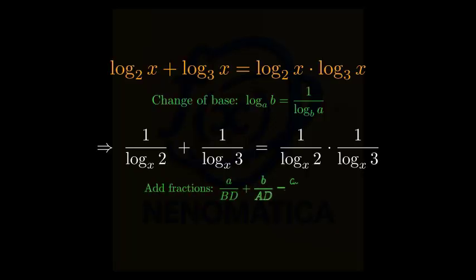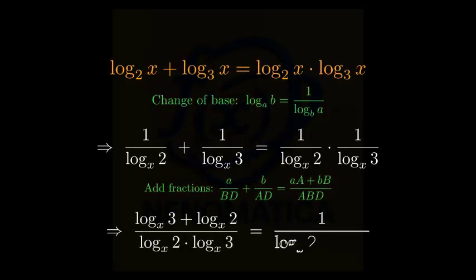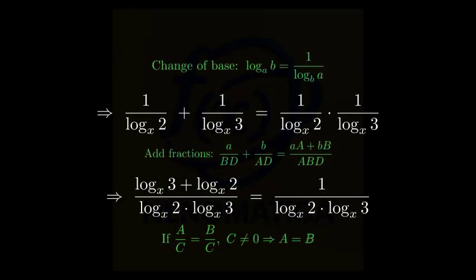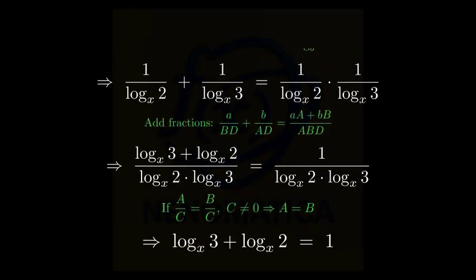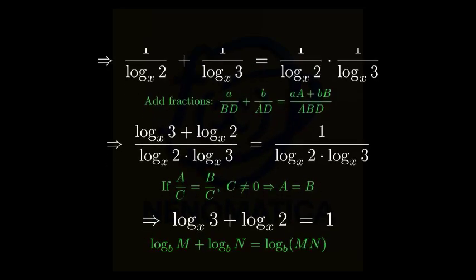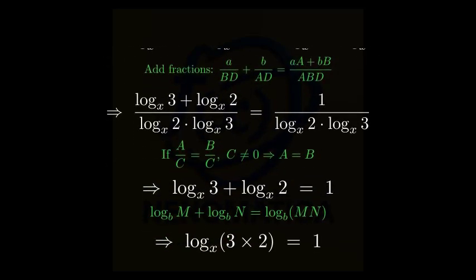Step 2. Add the fractions on the left using a common denominator. The common denominator is log base x of 2 times log base x of 3. Step 3. Clear the identical non-zero denominators on both sides. That yields log base x of 3 plus log base x of 2 equals 1. Step 4. Use the product rule for logarithms. The sum of logs with the same base equals the log of the product. So we have log base x of 3 times 2 equals 1.